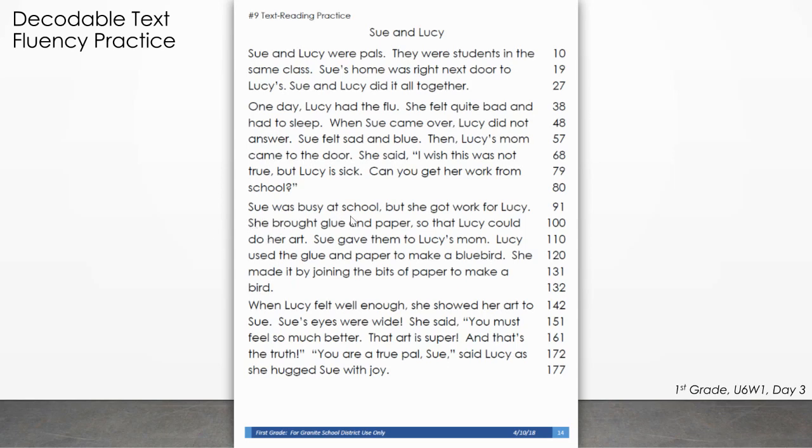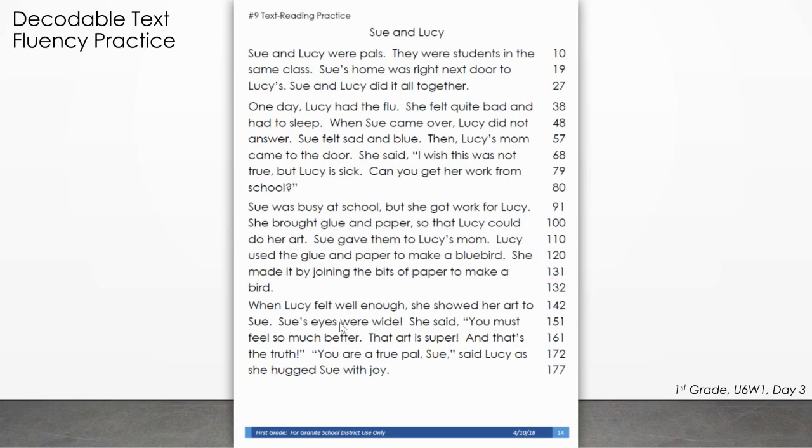Sue was busy at school, but she got work for Lucy. She brought glue and paper so that Lucy could do her art. Sue gave them to Lucy's mom. Lucy used the glue and paper to make a bluebird. She made it by joining the bits of paper to make a bird.